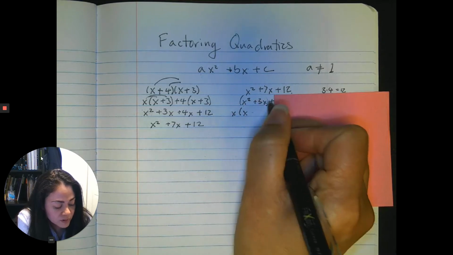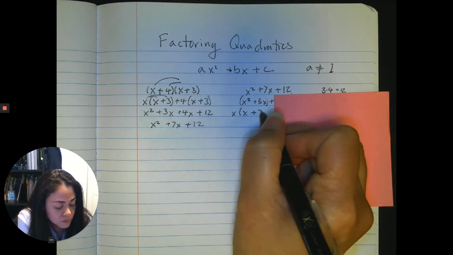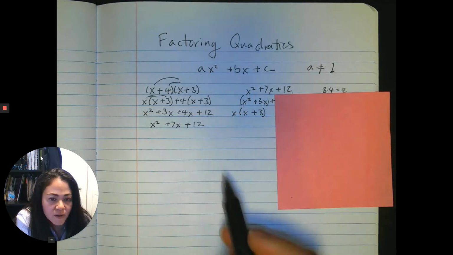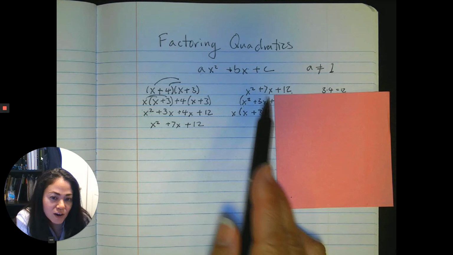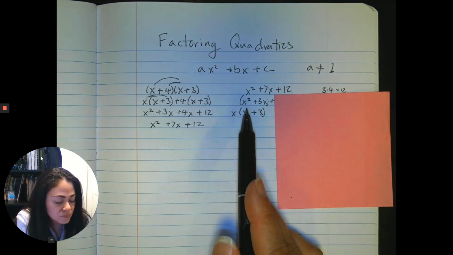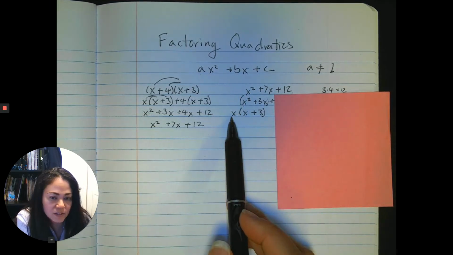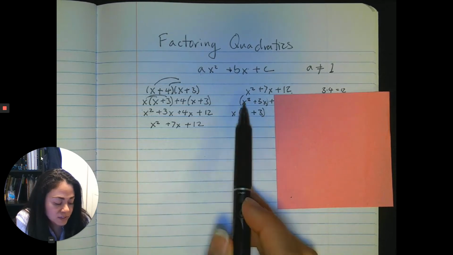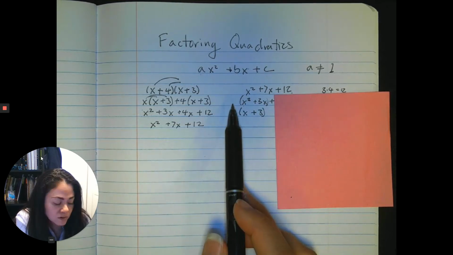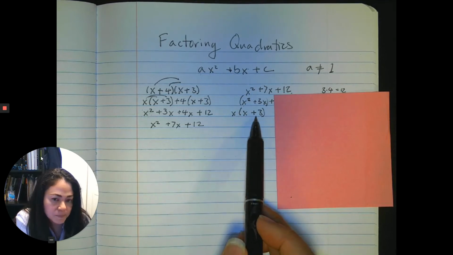3x divided by x is 3. You see how I did that? I factored out one of the x's from this pair of binomials. And then I wrote that x on the outside, and the result, what's left over inside after I divide out or factor out that x, is x plus 3.